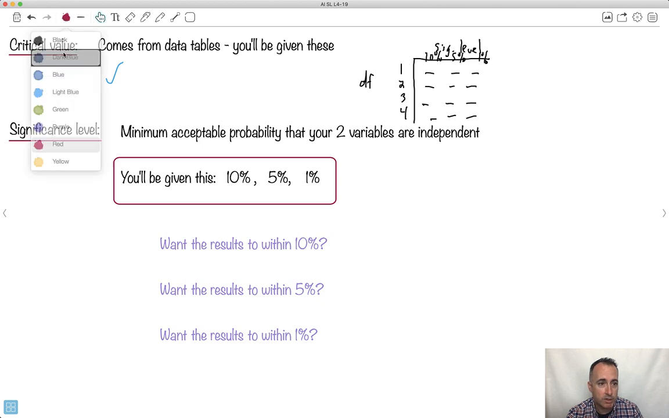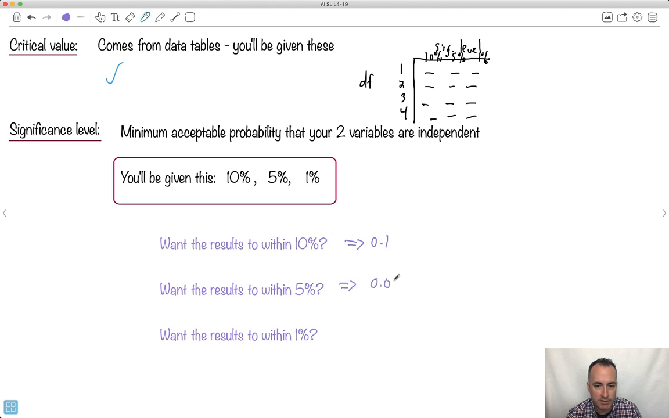So what do you use for significance levels? Well, if you want it within 10%, then you make your significance level 0.1, because that's what 10% is. 10 over 100 is 0.1. If you want 5%, use 0.05. That's 5 over 100. If you want 1%, then use 0.01. These are going to be the main things that you should consider when you do these.